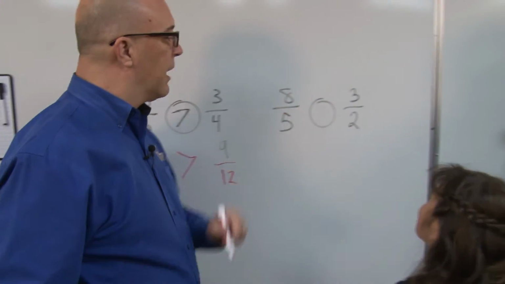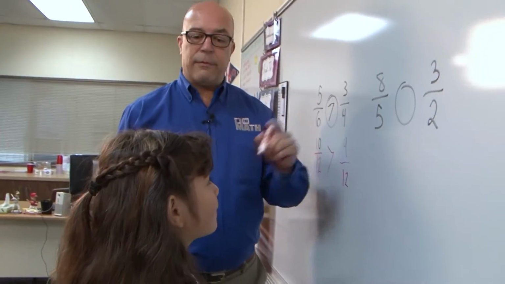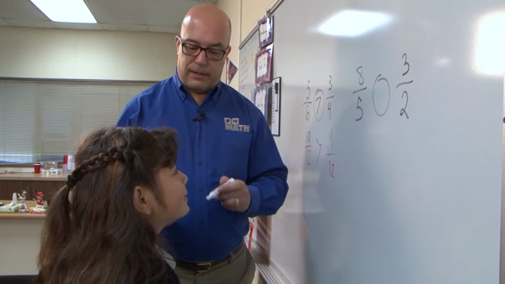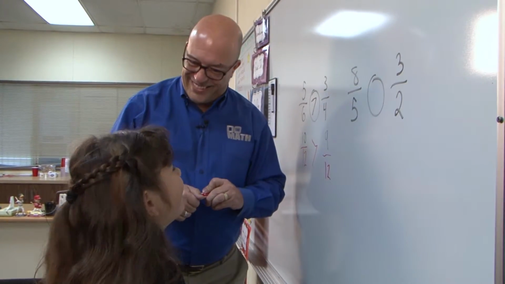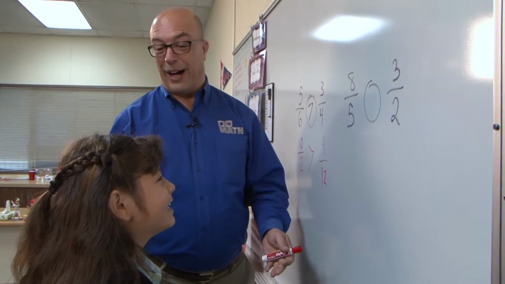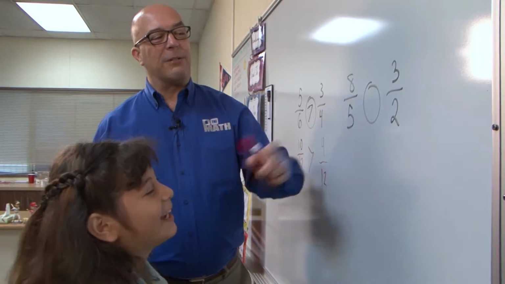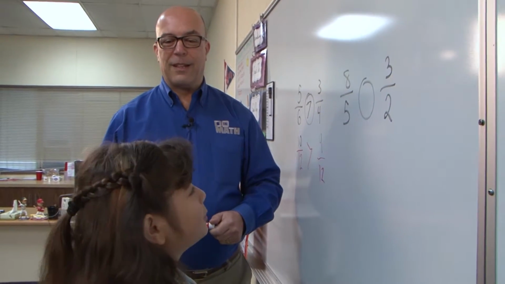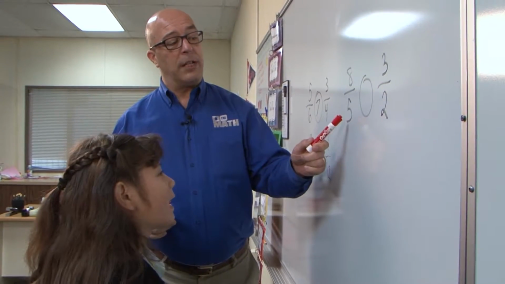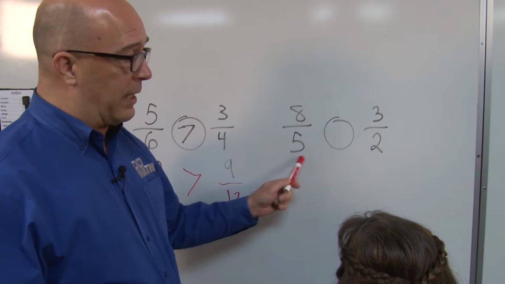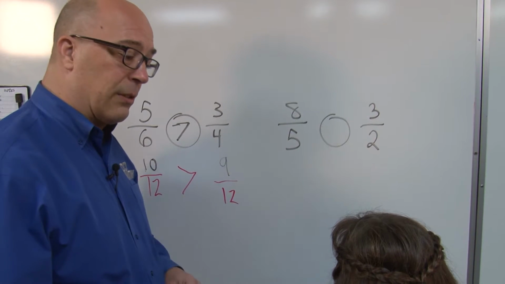Let's take a look at this one. All right. What is that fraction? 8 fifths. There you go. Or you can just say 8 over 5. Okay? What about the second one? 3 out of 2. There you go, 3 out of 2. Okay? So the same thing. Let's figure out, is this one bigger than that one, greater than, less than, or equal to it?